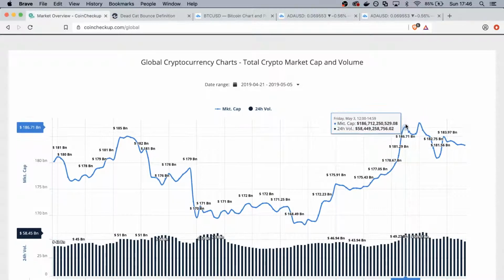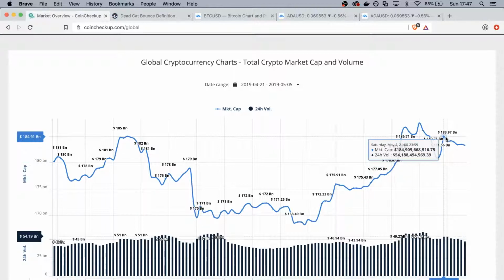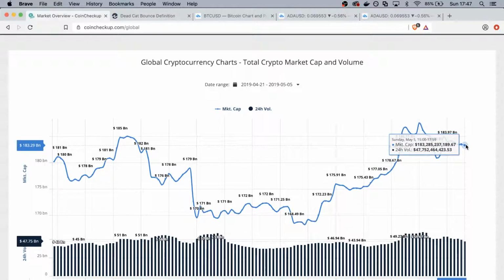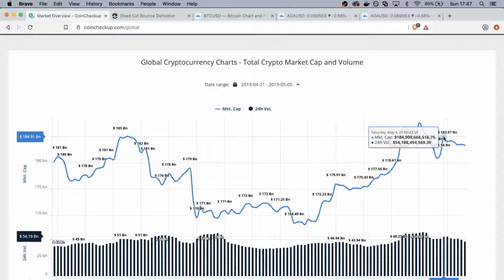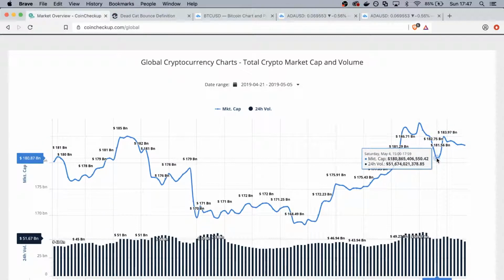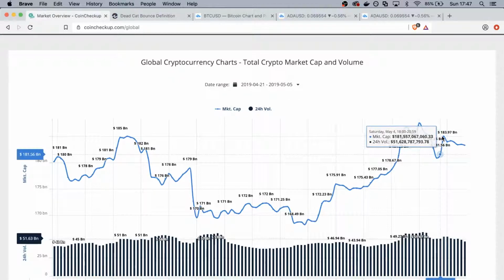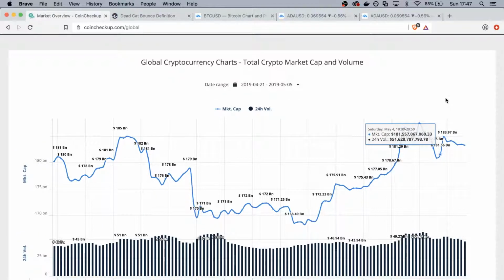So during the last few days we've had two nice tops at around $187 billion. We had a bit of a dip to $180 billion and a short recovery to $184 billion. So even though we do not know how the price will continue from here on, if it continues to decline below the previous low of 180 billion, then the 184 billion top will be considered a dead cat bounce.